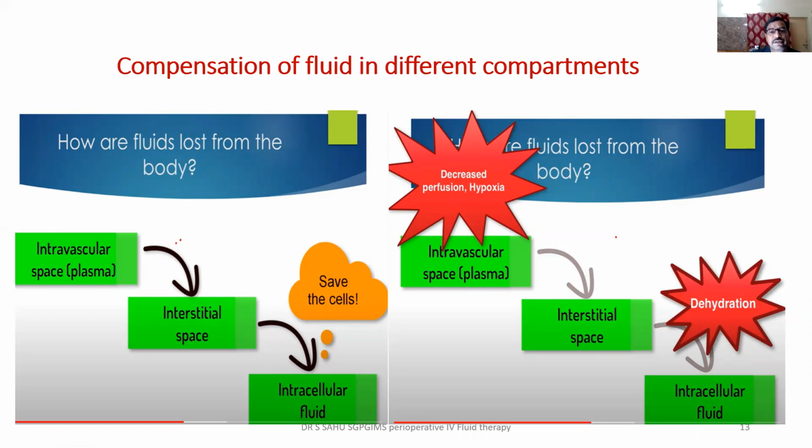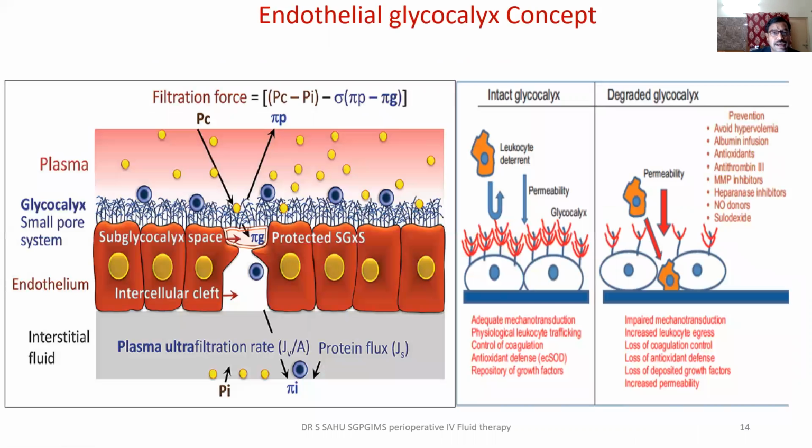It can hamper the organ function. Another concept besides this compartment is important: the endothelial glycocalyx. The endothelial glycocalyx is a protective layer at the cellular level between the intracellular and the extracellular space, and at the junction of the interstitial and intravascular level, where the plasma occurs.